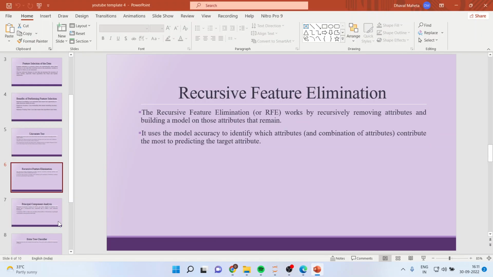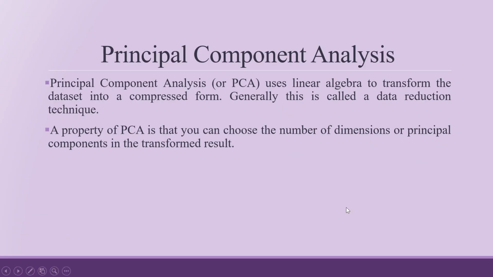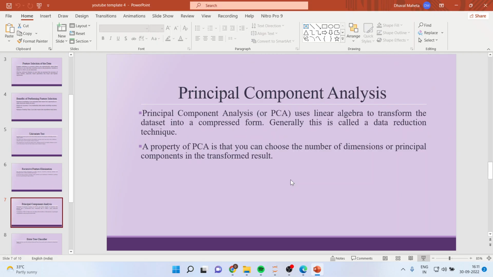Next is the feature extraction, which is done with the help of principal component analysis. Principal component analysis uses linear algebra to transform the dataset into the compressed form. Generally, this is called a data reduction technique. A property of PCA is that you can choose a number of dimensions or principal components in the transformed result. Let us see how we can do this in Python.